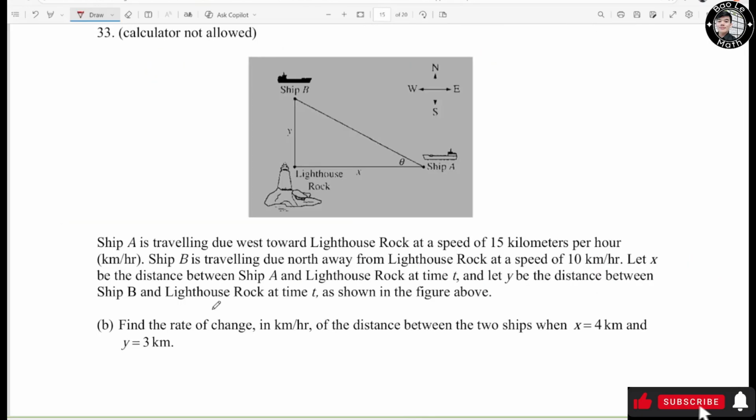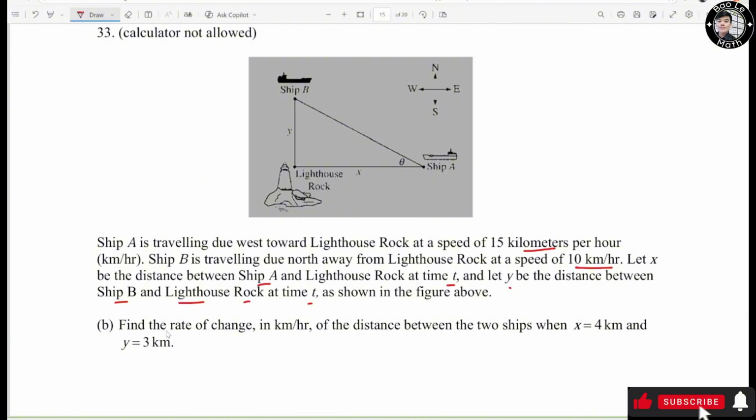Question 33. Ship A is traveling due west toward Lighthouse Rock at a speed of 15 kilometers per hour. Ship B is traveling due north away from Lighthouse Rock at a speed of 10 kilometers per hour. Let S be the distance between ship A and Lighthouse Rock at time t, and let Y be the distance between ship B and Lighthouse Rock at time t, as shown in the figure above.